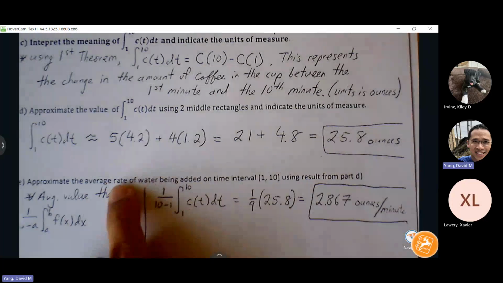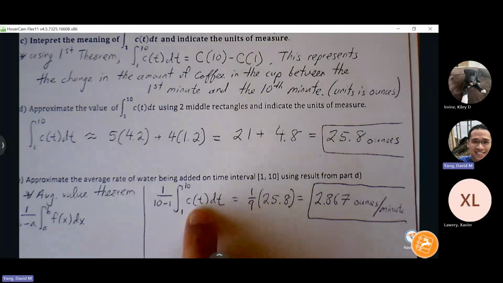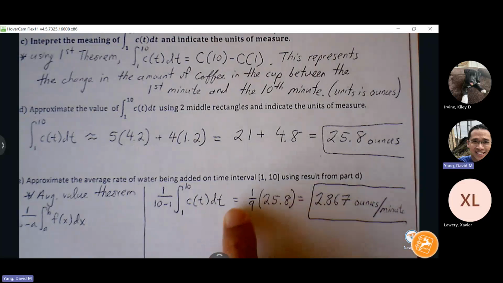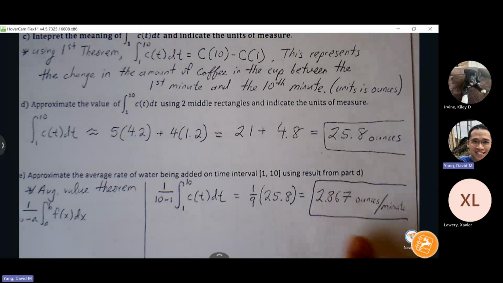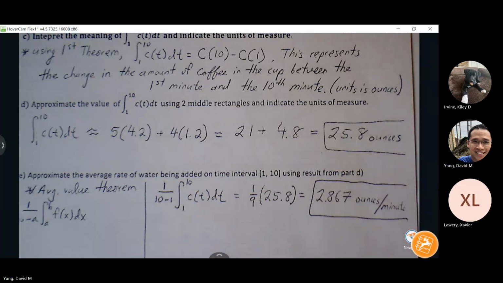And then average value theorem, approximate the average rate of water being added using part D. So we have 25.8 ounces being added to the cup, divide that over a 9-minute period, and we can approximate that on average, 2.867 ounces per minute is added to the cup in that 9-minute period.